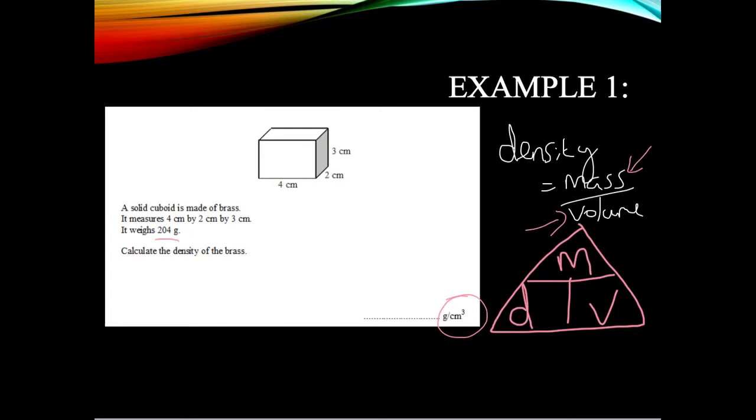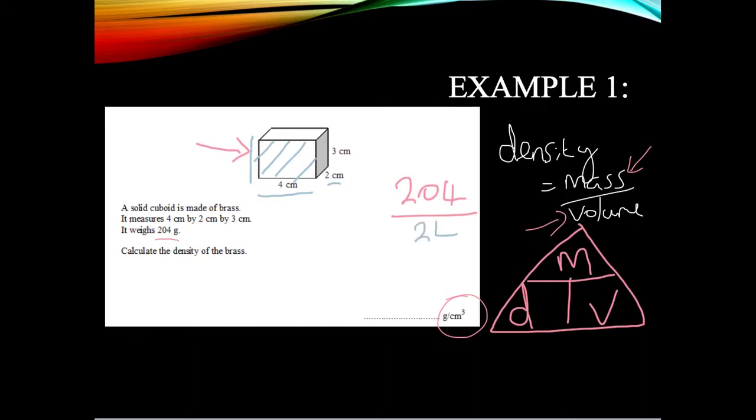Okay, let's put some numbers in. Let's see what we can work out then. Well, we know the mass, so that's a good start. We've got 204 divided by. Now what we need to do is work out the volume. The volume of any cuboid is we work out the area of the face and we times it by how deep it is. The area of the face is 4 centimeters along by 3 centimeters up, so the area of the face is 12 centimeters squared. Times it by how deep it is, that's 2, so we've got 24 centimeters cubed.